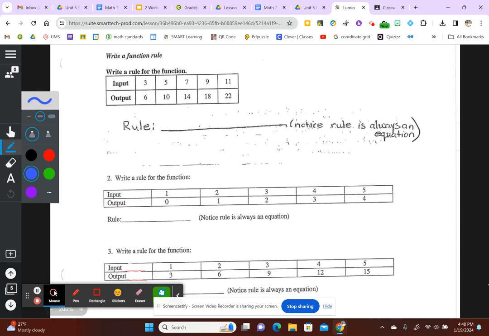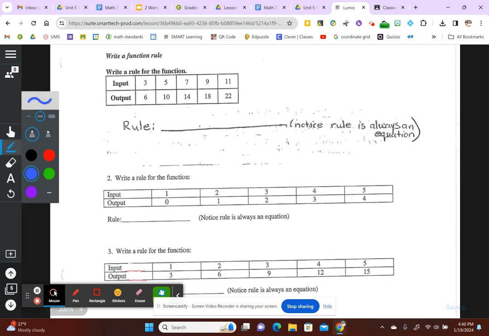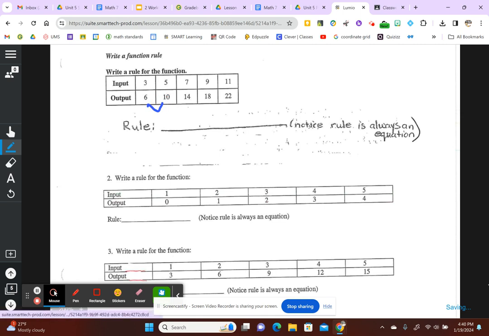And I also want to emphasize, your rule is always an equation. It's always going to be y equals something x, okay? So you have to make sure your rule is always a complete equation. The way you come up with the rule is you look and see if there's a pattern in your outputs. Well, how is this changing? And here I notice every time it's going up by 4. And then I look at my x's, and every time they are going up by 2.